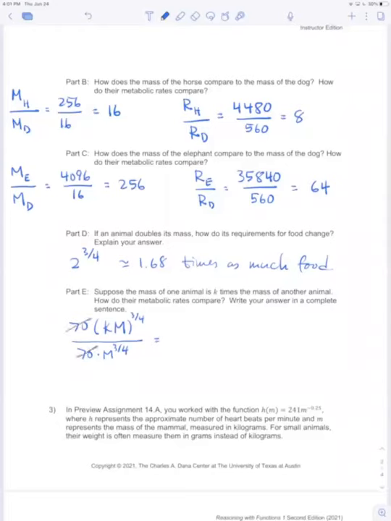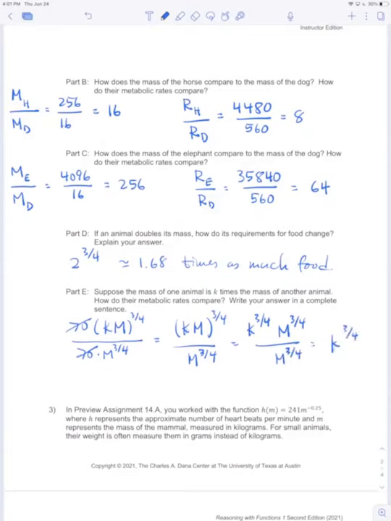And when we simplify that, we can get rid of the 70s. And for right now, at least, we're left with k m to the 3/4 over m to the 3/4. And then this can simplify to k to the 3/4 m to the 3/4 over m to the 3/4, which leaves k to the 3/4.